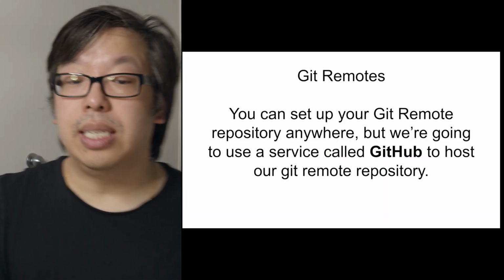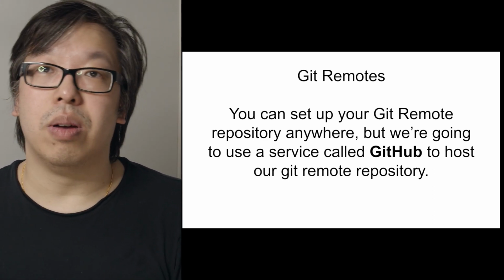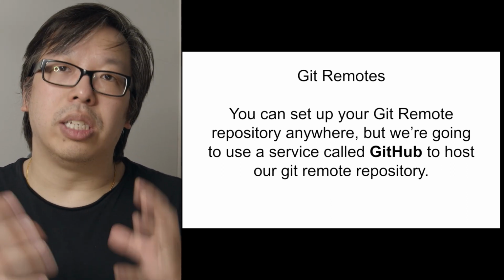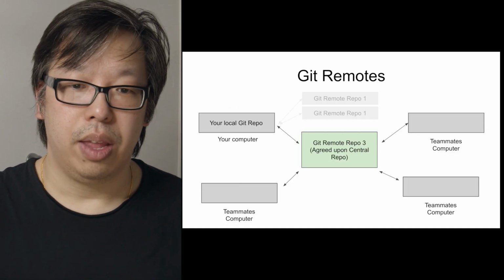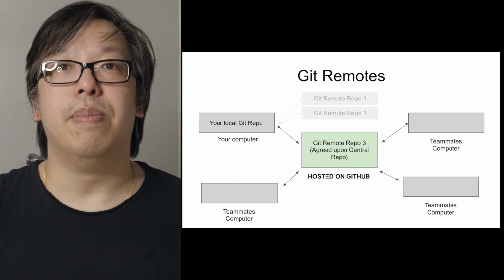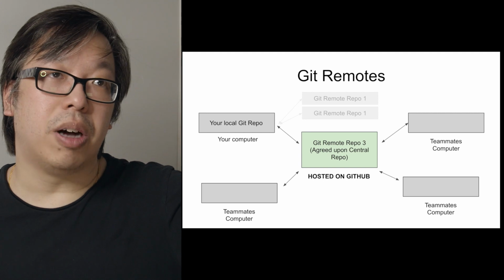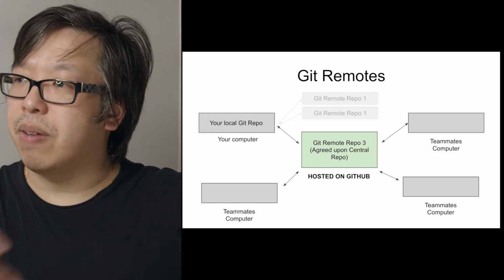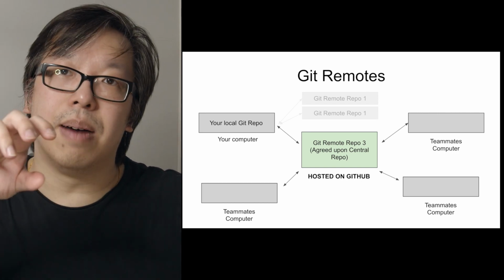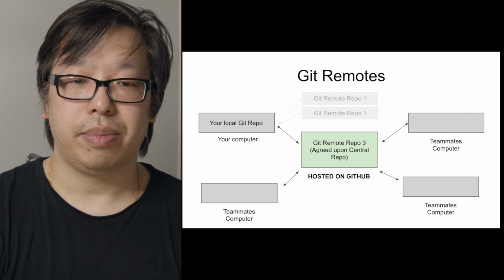So you can basically set up your Git remote anywhere you want. There's a lot of services that do it, but we're going to use a service called GitHub, and that's what GitHub is. GitHub is a place to host central repositories. So this was the infrastructure that we had. That central repository is hosted on GitHub. So you're going to have a copy of the repository on your machine. All your teammates are going to have a copy of the repositories on their machines. And then you're going to have a copy of your repository on GitHub. And everybody's going to synchronize to that central GitHub repository.